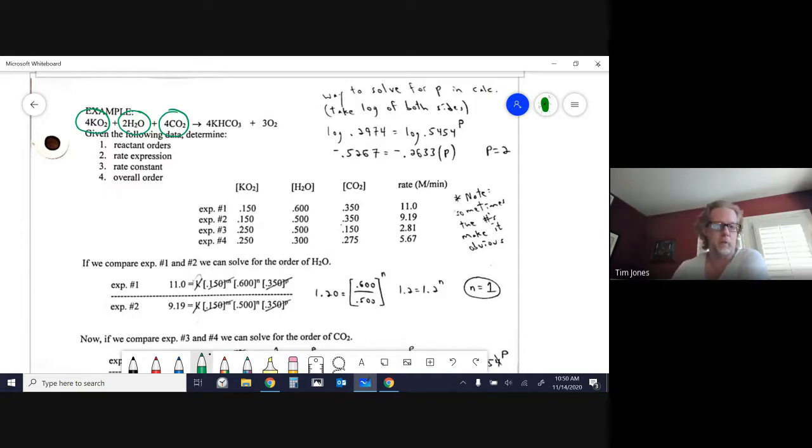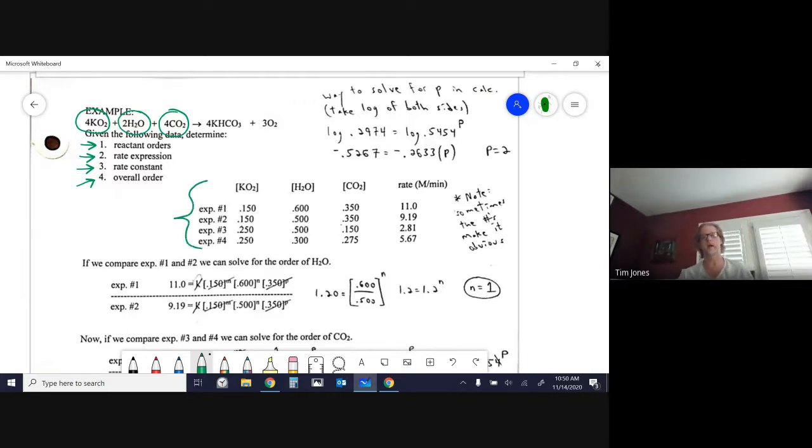What I want to do is get the order of all 3 reactants. In other words, we know they're going down in concentration, but I want to know what effect their concentration has on the rate. I want the overall rate expression with the orders in it. I want to solve for K, the rate constant, and then the overall order is really easy. So we have this data, and it's quite a big chunk of data.